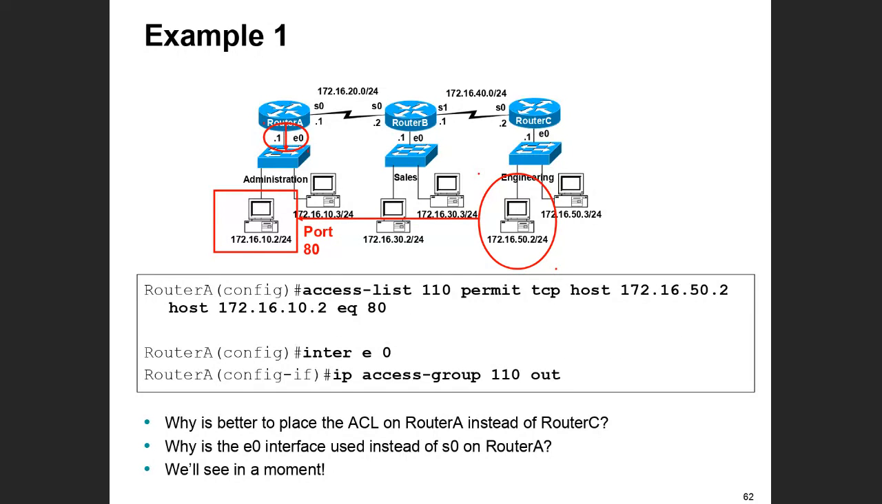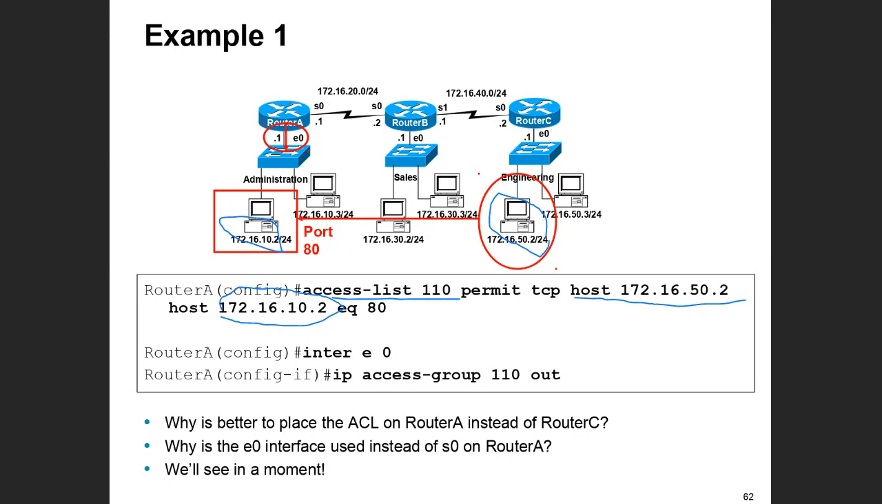Okay, so we're going to go to router A in an outbound direction. This Ethernet 0 port, that's the circle at the bottom of router A. And we're going to put the access list 110, which means extended. Permit TCP host 172.16.50.2. That's this guy right here, the engineering workstation. That's the source address. What address is he allowed to go to? The destination address. That server right there.